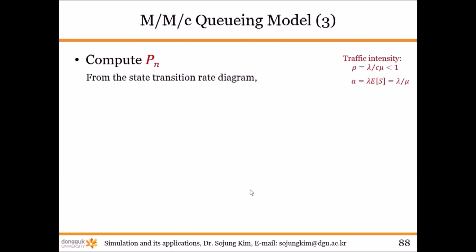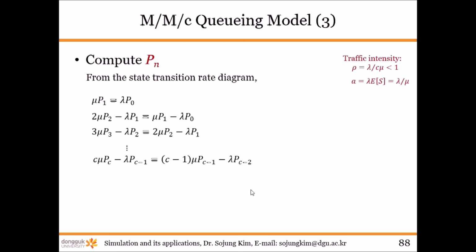Okay, so let's compute the probability of the end state. When the system has n customers, same thing from the state transition rate diagram. We know that each state is in balance, because we are dealing with a stable system, so each state should meet this equation, right?